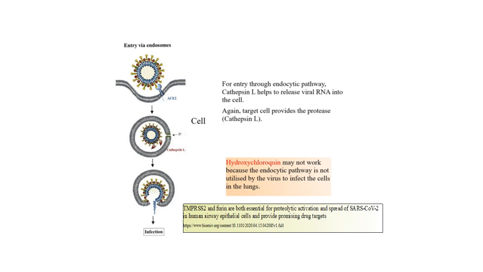This shows the viral entry into the cell via the endocytic pathway. The virus attaches the cell via the ACE2 receptor on the cell and the spike protein on the virus. Virus is taken into the cell via endocytosis, an endosome is formed, and by the action of enzyme cathepsin L, which is provided by the cell, viral RNA is released into the cell. Hydroxychloroquine may not work because the endocytic pathway is not utilized by the virus to infect the cells in the lungs.